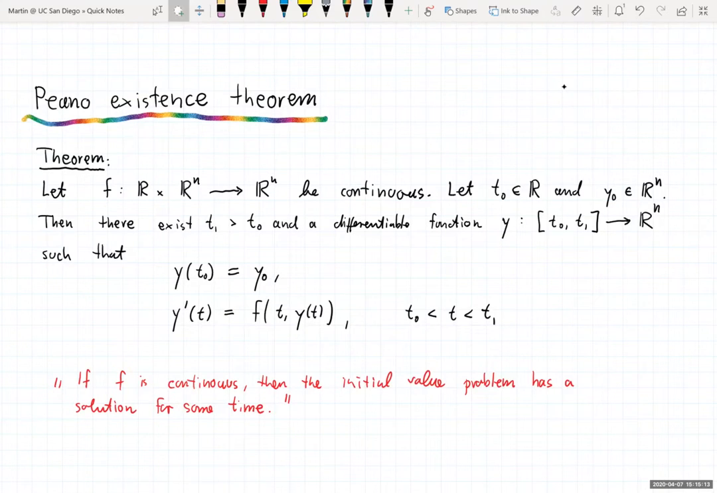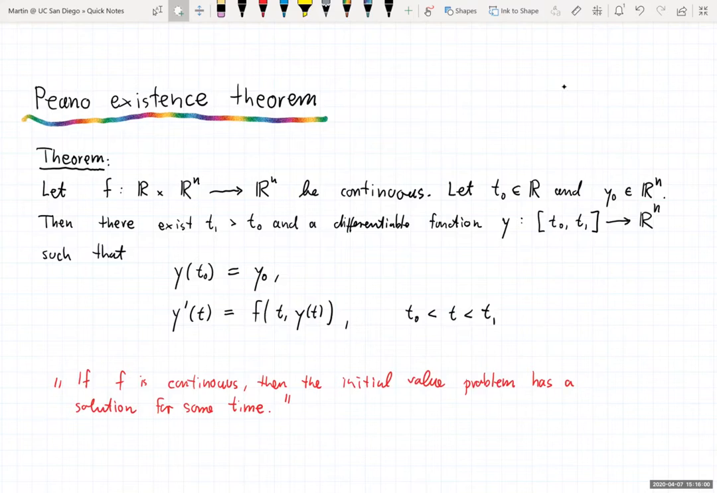Let me also remark that the number n here, which is the number of components of y, is precisely the number of variables that we have in our system of differential equations. So for example, if you've got a first order ordinary differential equation in a scalar-valued function, then of course n is equal to 1. But more generally, we're interested in systems of ordinary differential equations.